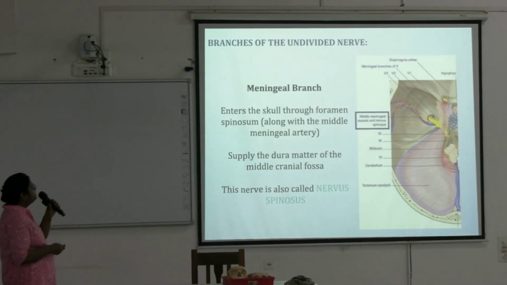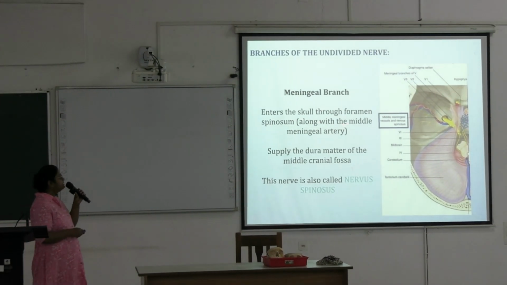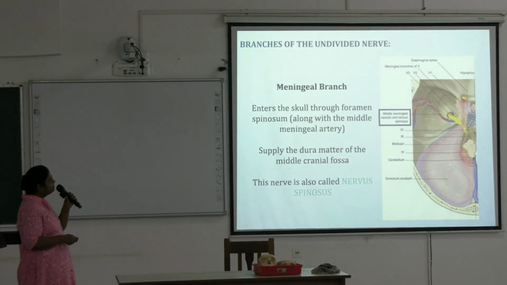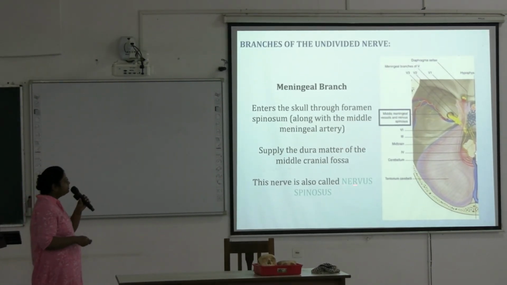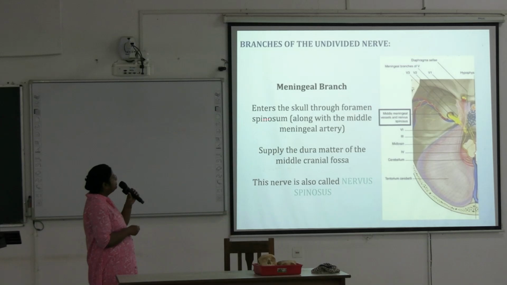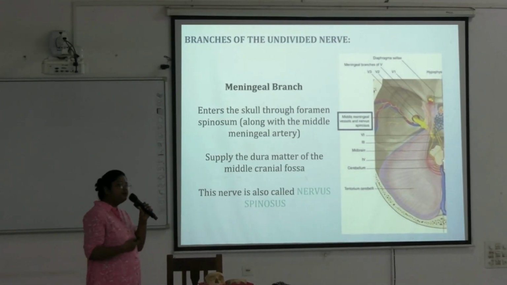Next, meningeal branch from the undivided nerve enters the skull through foramen spinosum along with middle meningeal artery, and supplies the dura mater of the middle cranial fossa, also known as nervus spinosus. Okay, you remember nervus spinosus enters into the skull through foramen spinosum. Okay, and it is a branch of mandibular nerve.